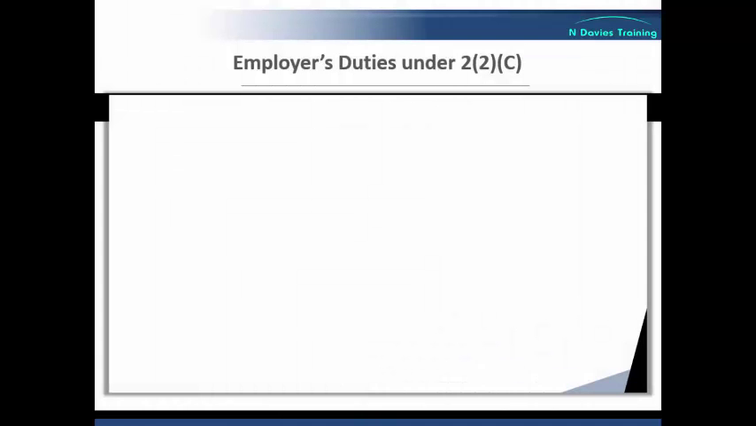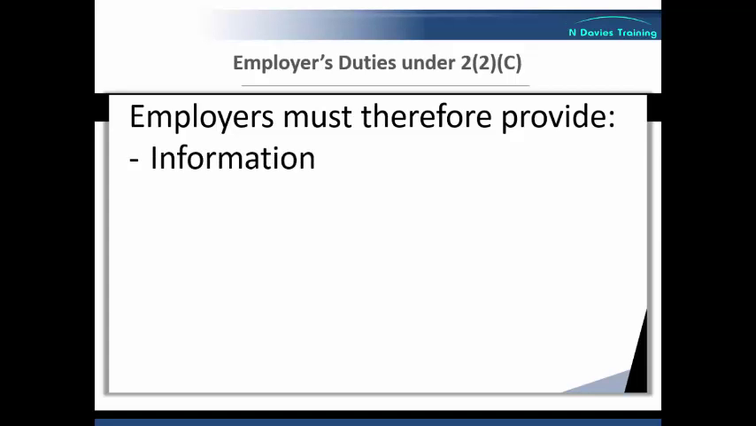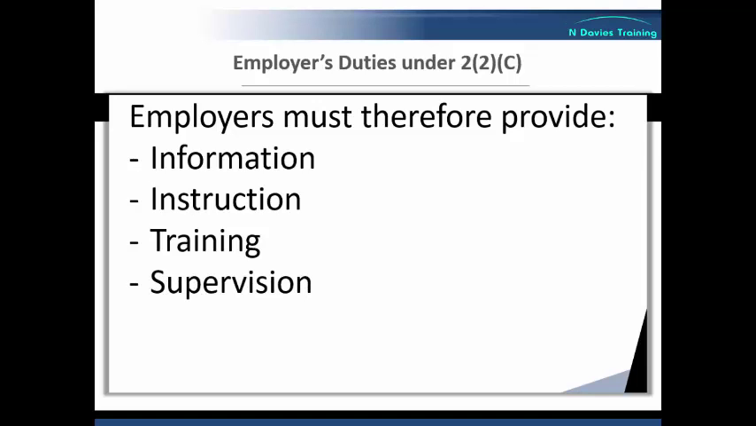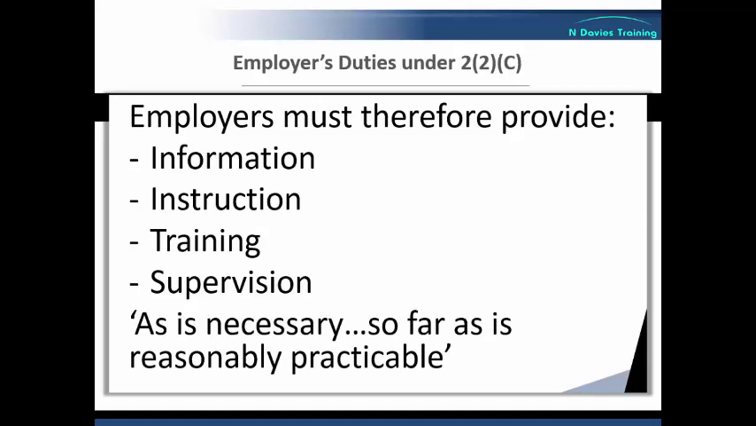So to summarise, what the law is stating here is that employers must provide information, instruction, training and supervision as is necessary to ensure the health and safety at work of his employees. So in other words, the employer must ensure that employees have all the necessary information to ensure their health and safety when carrying out their work, that they have been correctly instructed and trained in the tasks they need to undertake, and also that they are appropriately supervised when undertaking this work. And this is as is necessary so far as is reasonably practicable.